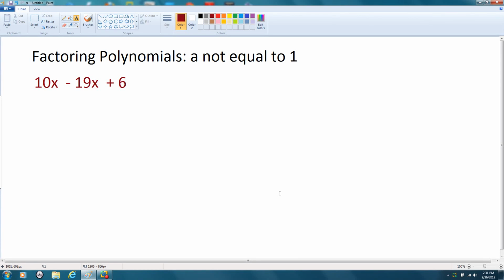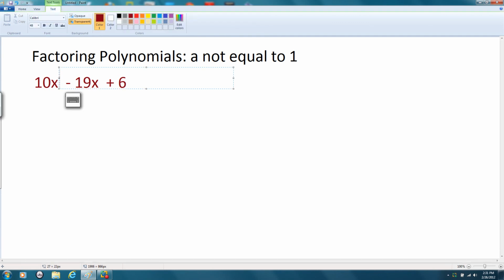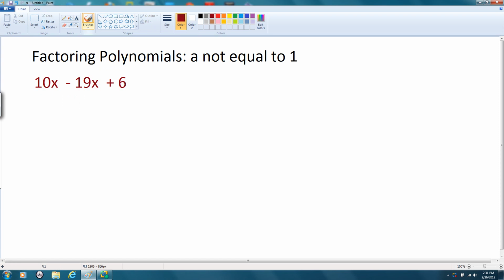Okay, in this video, we're going to factor polynomials where the coefficient in the first term is not 1. So by that we mean that this number here is not 1. If we have ax squared plus bx plus c, this a is not 1. These get a lot more difficult because it makes a lot more choices for us.